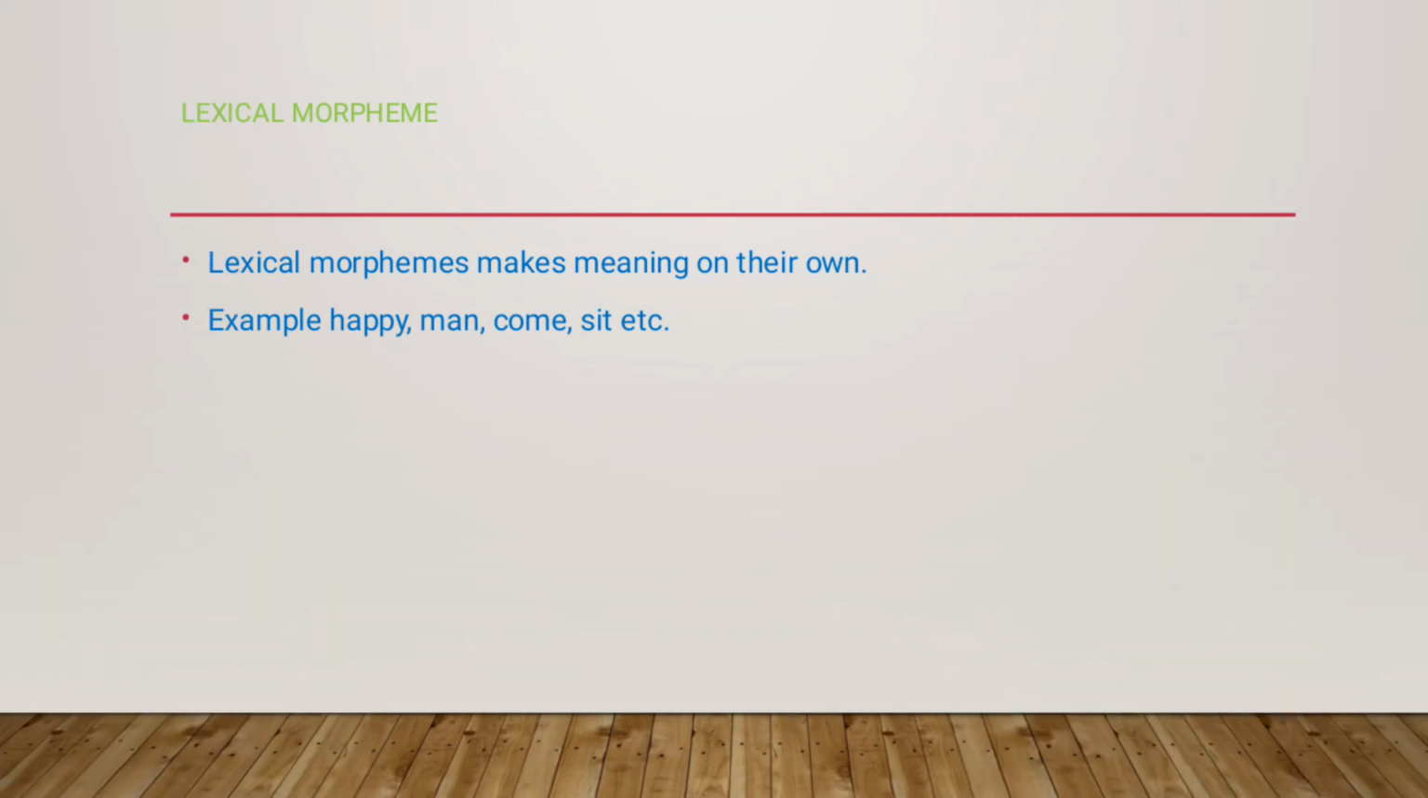Let's take a look at the first one, which is lexical morphemes. Lexical morphemes make meaning on their own. For example, happy, man, come, sit. These morphemes make good meaning of their own.